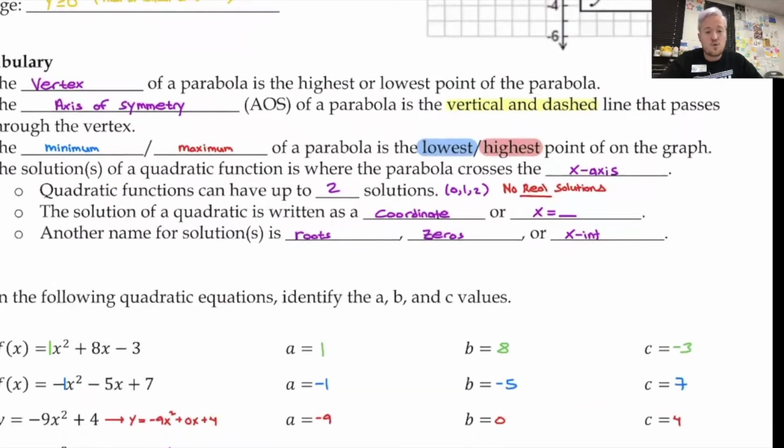All right, so your solutions to these quadratic equations are going to be written as either a coordinate or as x equals. It doesn't matter, they're interchangeable. Just know on any assessment that we could really give you either. So keep that in mind.